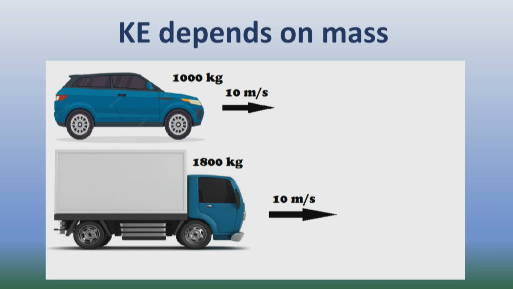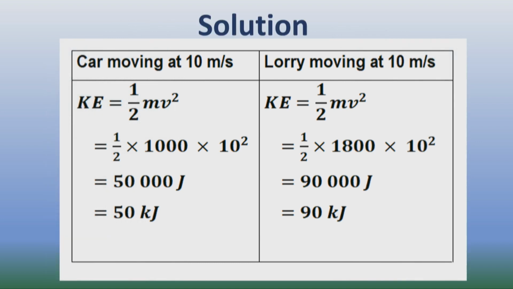This slide shows two different vehicles, meaning two different masses moving at the same speed. Calculate the kinetic energy of each vehicle. What can you conclude? For the car which is moving at 10 meters per second, kinetic energy is equal to half mv squared, which is equal to half multiplied by 1000 multiplied by 10 squared, which is equal to 50,000 joules, that is 50 kilojoules.